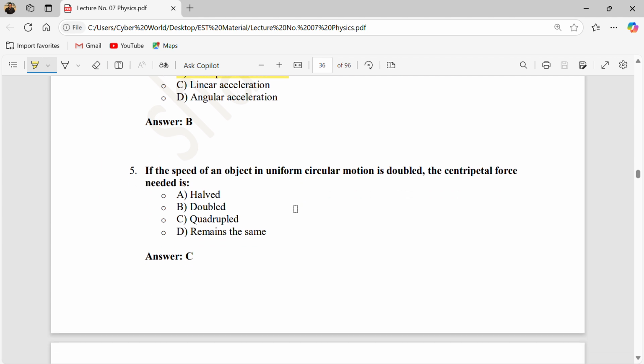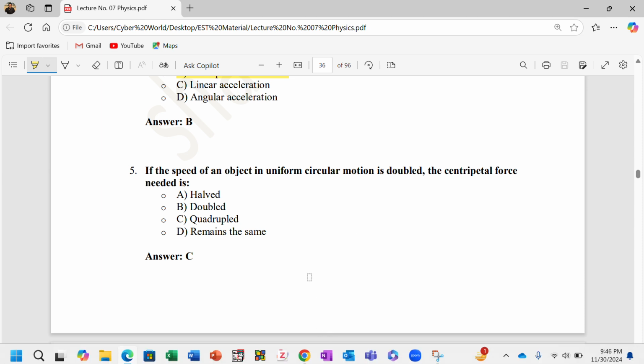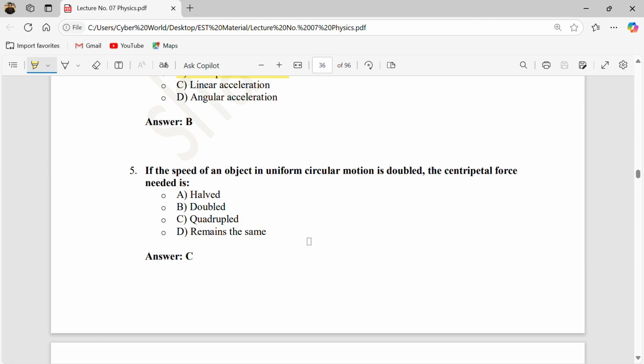If the speed of an object in uniform circular motion is doubled, the centripetal force is, we know the relation F equals mv squared divided by r. So if the speed of an object is doubled, then what should happen? Now velocity becomes 2v, and v squared becomes 4v squared, which means the force becomes quadrupled, 4 times.